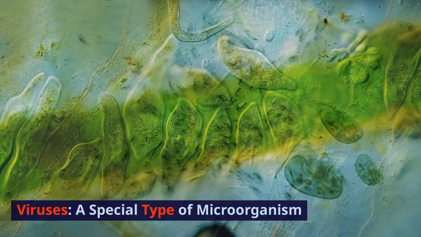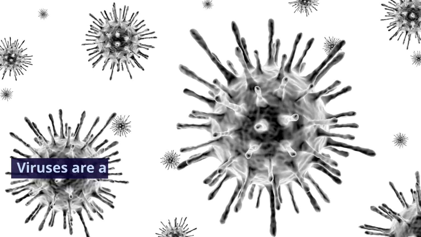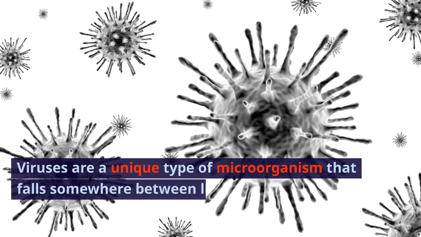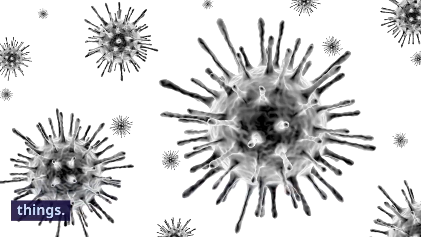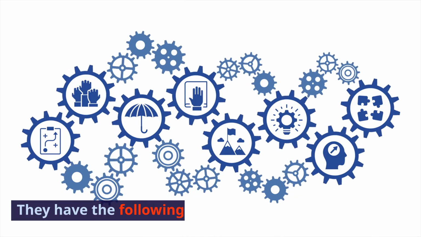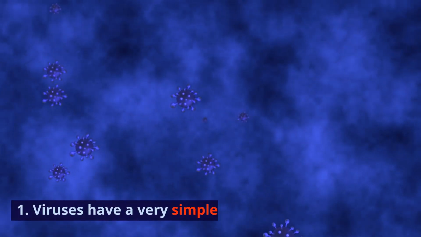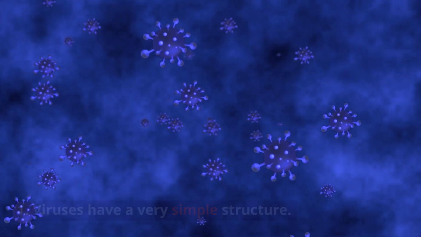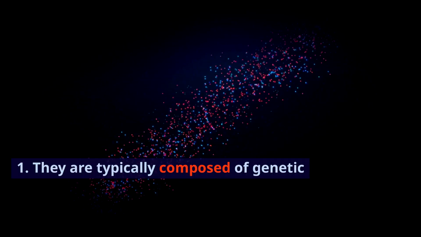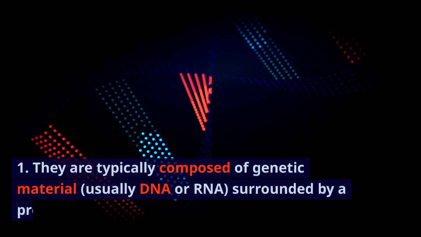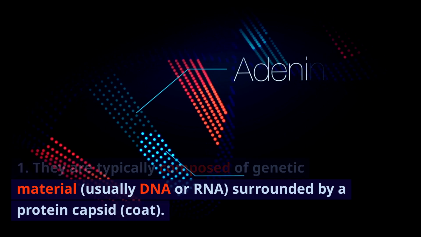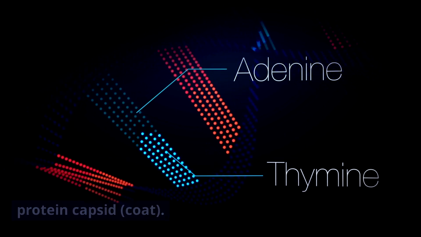Viruses. A special type of microorganism. Viruses are a unique type of microorganism that falls somewhere between living and non-living things. They have the following key characteristics. Structure. Viruses have a very simple structure. They are typically composed of genetic material, usually DNA or RNA, surrounded by a protein capsid, or coat.